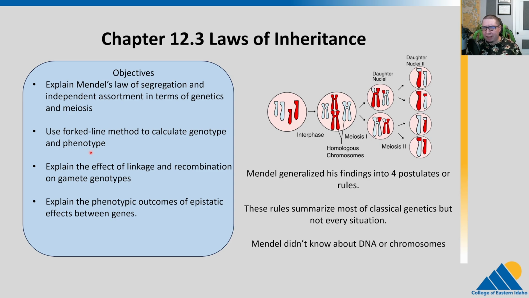We need to talk about this thing called linkage and recombination on gametes that are made in the genotypes that are in there. And then we'll talk about this process called epistasis, which can affect a few different things.